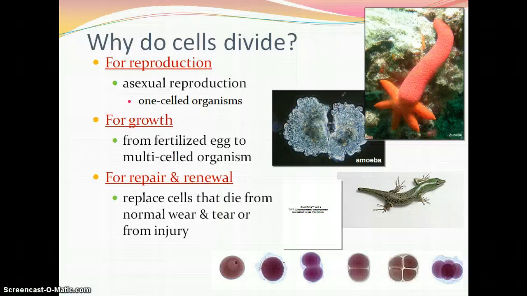In unicellular organisms, division of one cell reproduces the entire organism. But when you have multicellular organisms, cell division is going to be used for reproduction, for growth, or for repair and renewal.